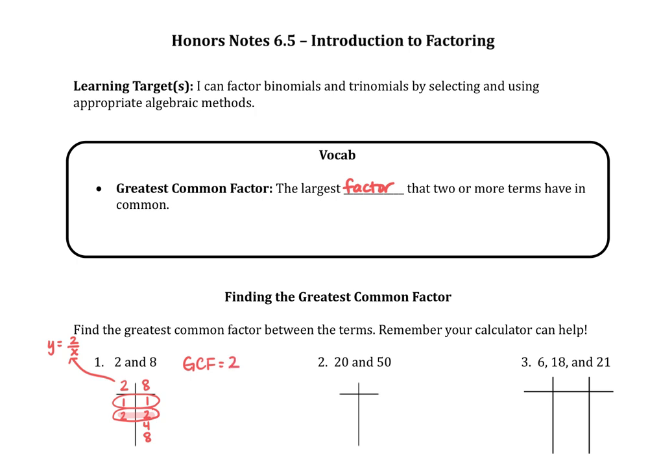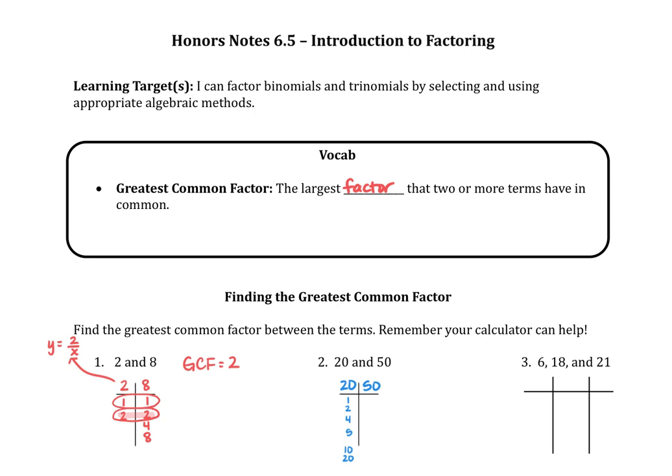All right, let's try two more numbers. We have 20 and 50. First thing I'm going to do is list all my factors of 20. Again, you can use your calculator if you get stuck. I have 1 times 20. I then have 2, and 2 times 10 gives me 20. And I have 4 times 5. That is all the factors I have of 20.